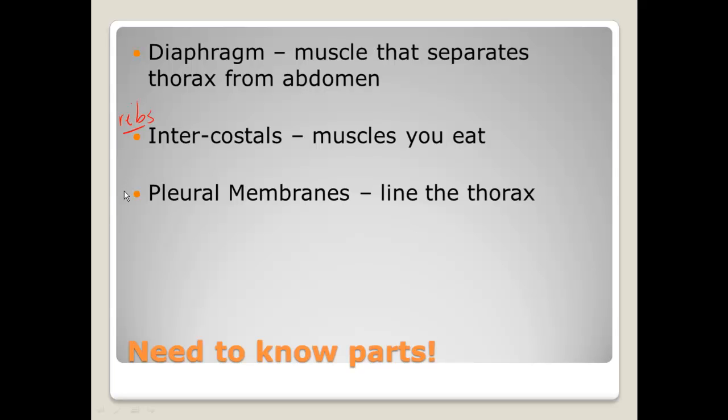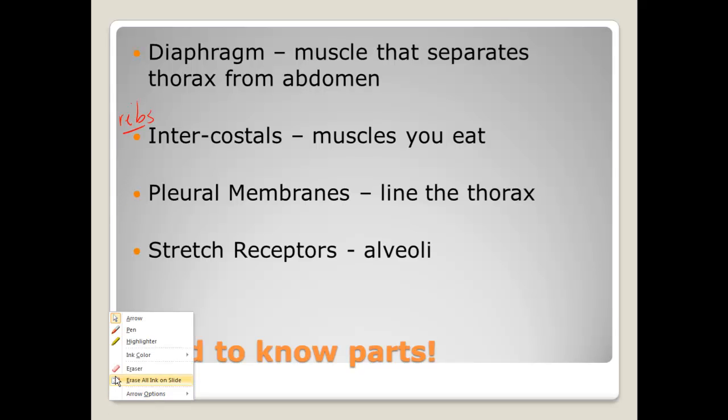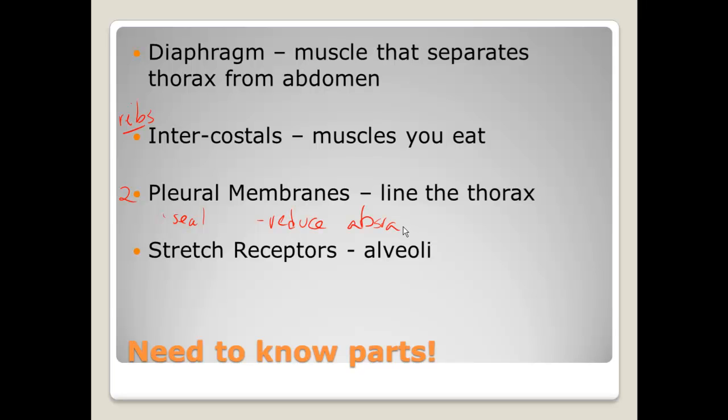Pleural membranes, there are 2 of them. They line the thorax. They also create a seal, just like a Tupperware lid on a Tupperware, it creates a seal. It also reduces abrasion, and abrasion is what's going to happen if your ribs rub against your lung tissue all day long as you inhale and exhale. So these pleural membranes make it a smooth process instead of one that causes friction.